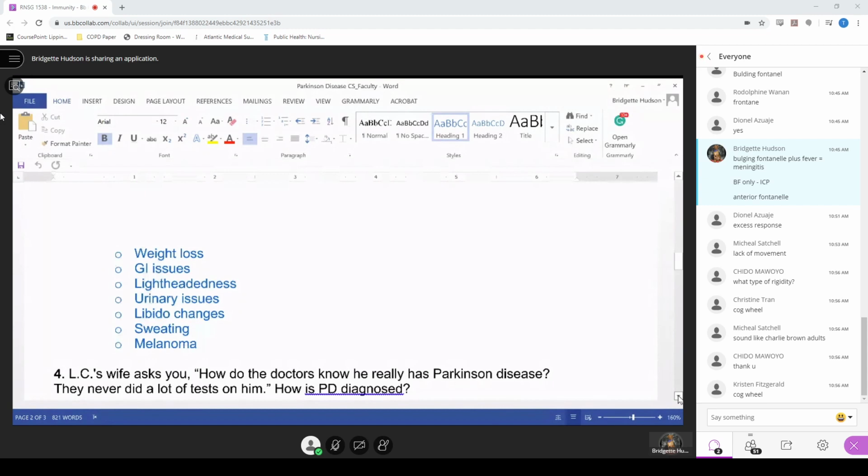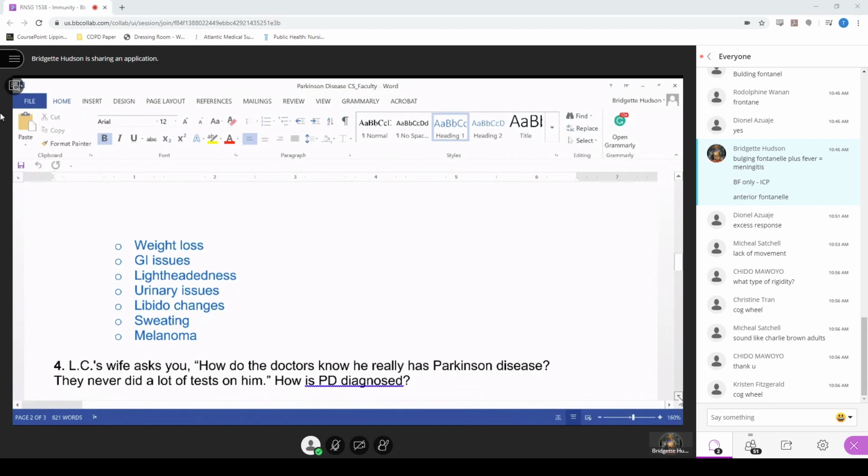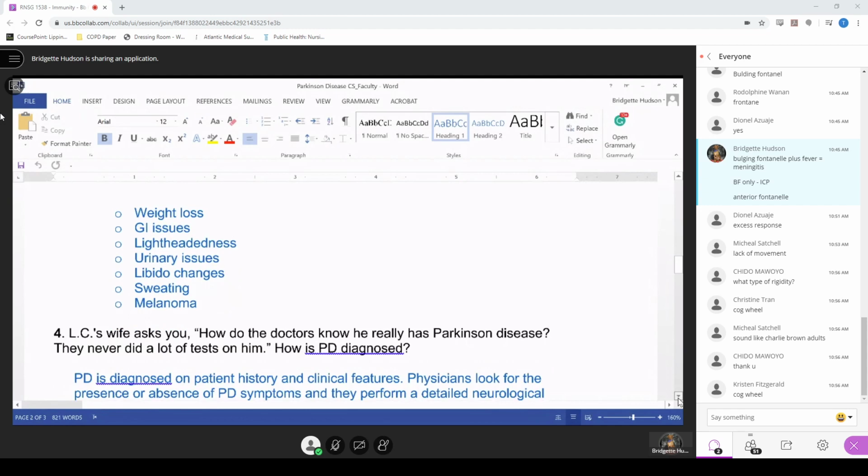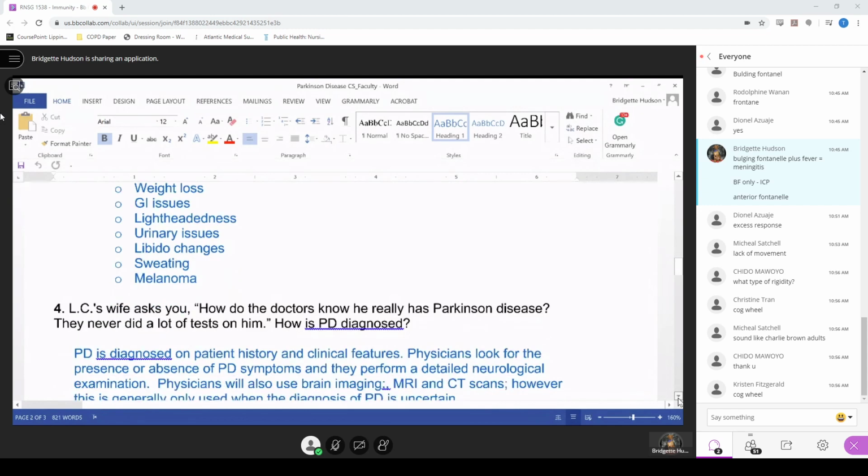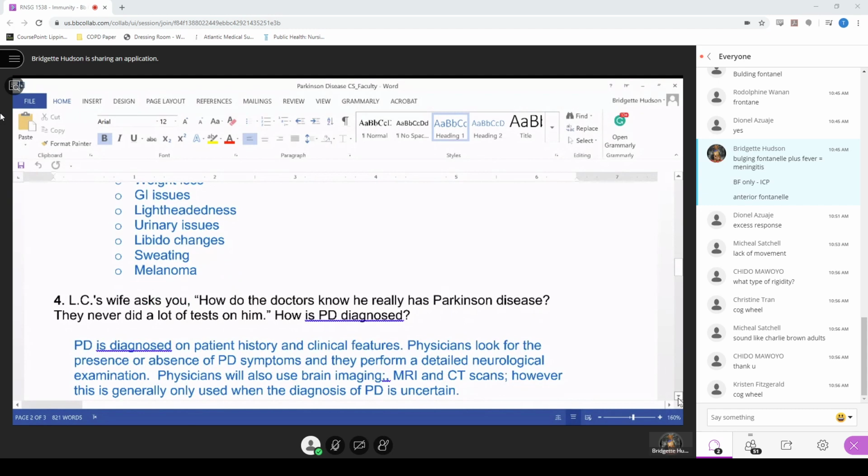How does the doctor know that the person really has the disease? They never did a lot of testing, so how is it diagnosed? So we're going to get patient history and clinical features. They may see pill rolling, which is basically tremors in the hands and fingers, tremoring to the point that it almost looks like the patient has a pill in their hand and they're rolling it around. They're going to look for the presence or absence of symptoms to make sure they're diagnosing it correctly. A neurological exam, they may do an MRI or CT scan, but these are usually used when the diagnosis is uncertain for the diagnostic tools.